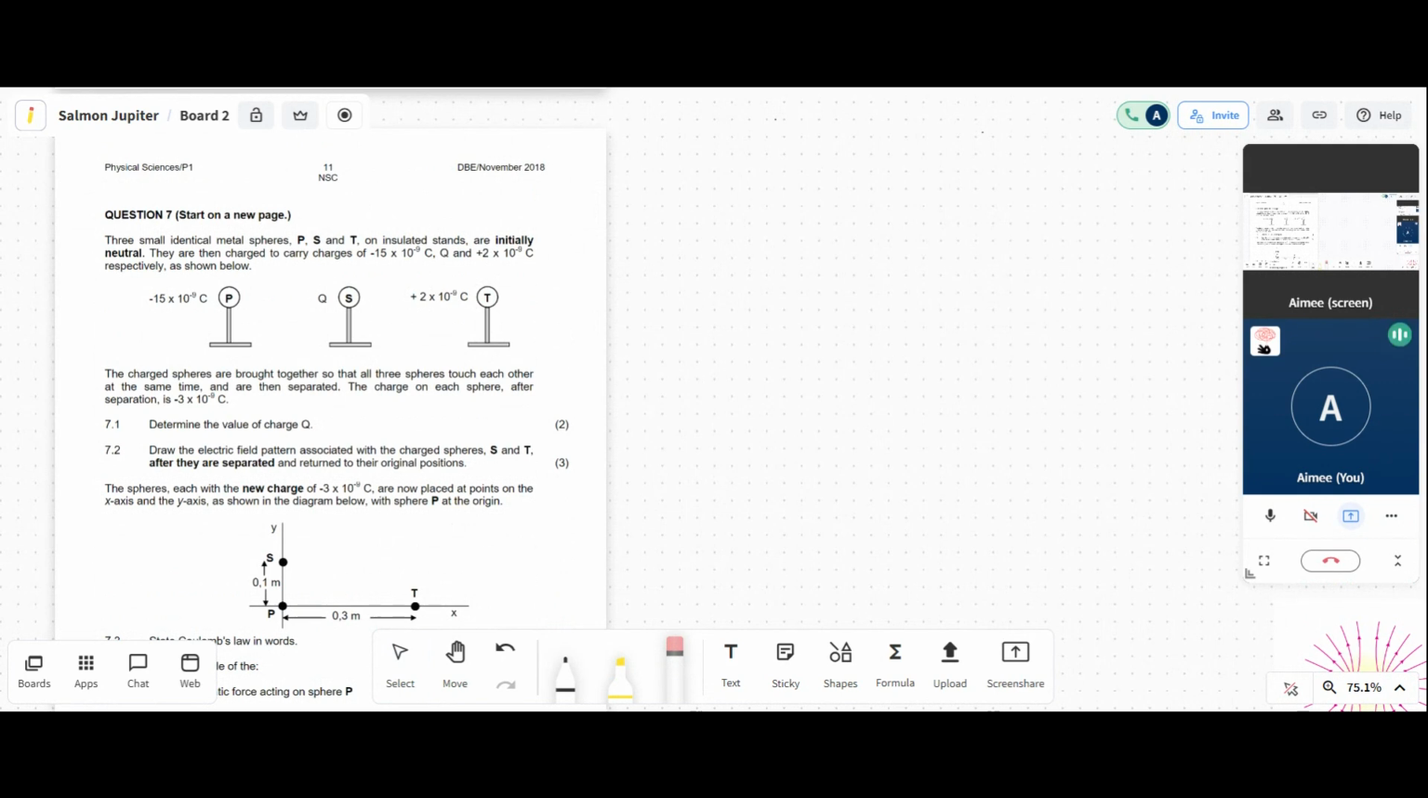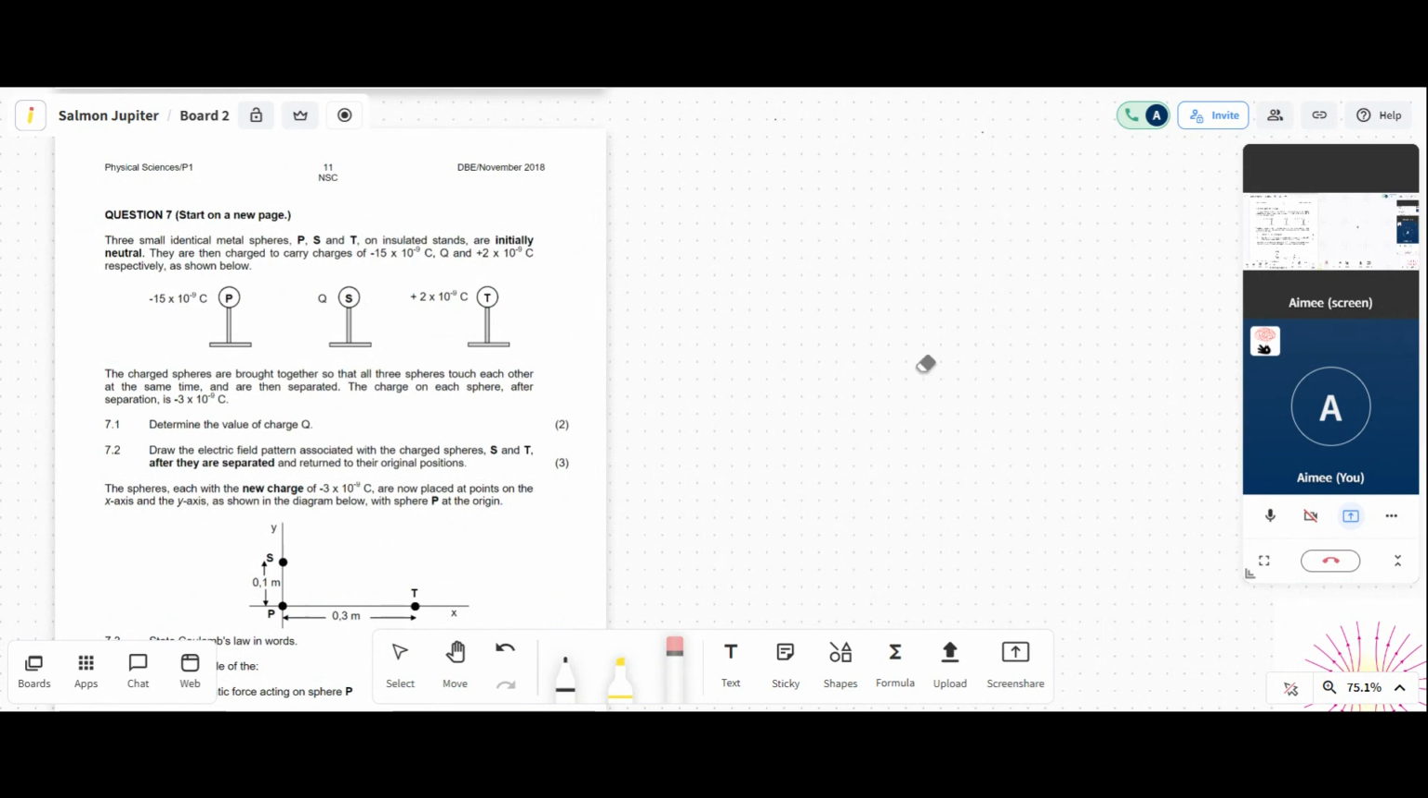So you can see we've got metal spheres P, S, and T. So they're saying that originally all of them are neutral, then they add a charge of negative 15 times 10 to the negative 9 coulombs on P. They don't really tell you what they charge S to be, and then they tell you that they charge T to be 2 times 10 to the negative 9 coulombs.